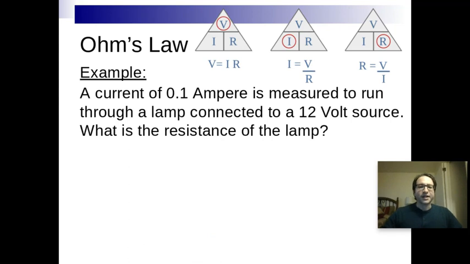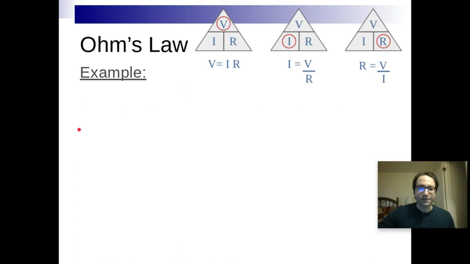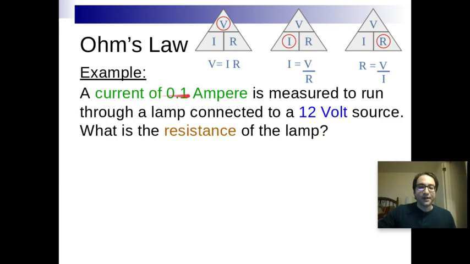So let's just take a look at one example of Ohm's law to get you ready for the exit ticket number 5. Let's say we have a current of 1 amp running through a lamp, and this lamp is connected to a 12-volt power source, and we want to find the resistance of the lamp. Well, we're looking for resistance, so let me just color in the words like I like to do. Current of 1 amp, that tells us our I value. 12 volts is our voltage.